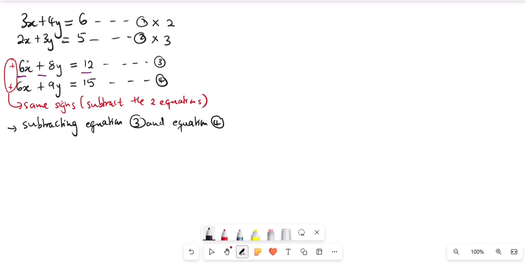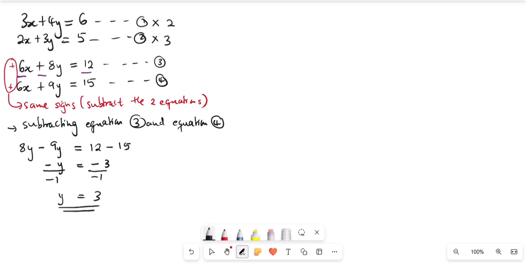So with the first one, we're saying 6x minus 6x, automatically we get a 0 there. Then we have a plus 8 minus a 9 there. That means we're going to get a negative. Okay, let me write it down. It's 8y minus 9y equals 12 minus 15. This will give us negative y equals negative 3. Divide by minus 1, by minus 1. You can multiply by minus 1, it's still okay. So you get y being equal to positive 3 there.